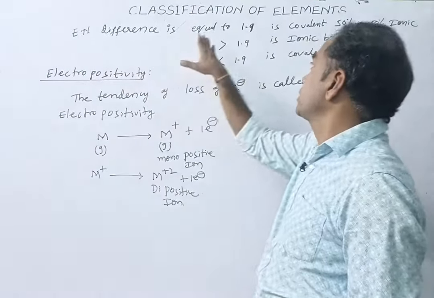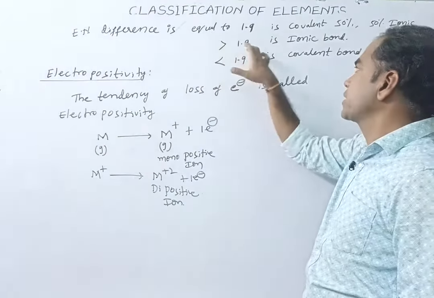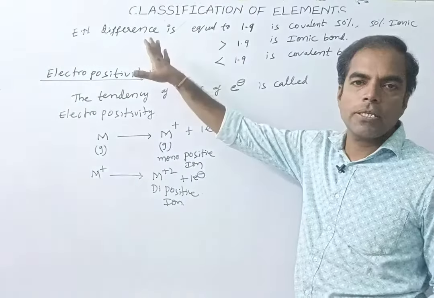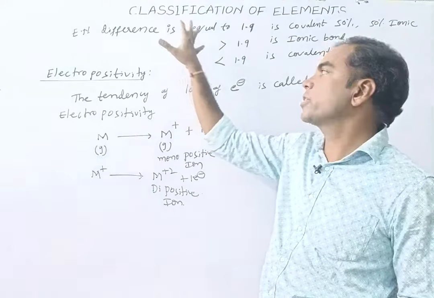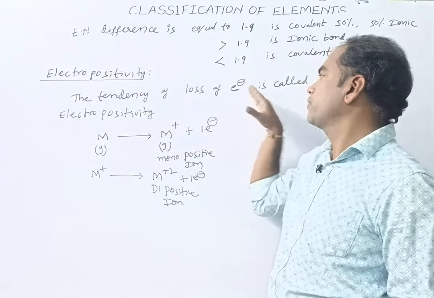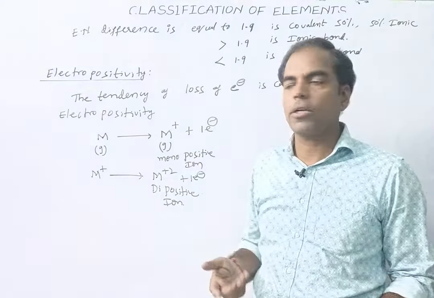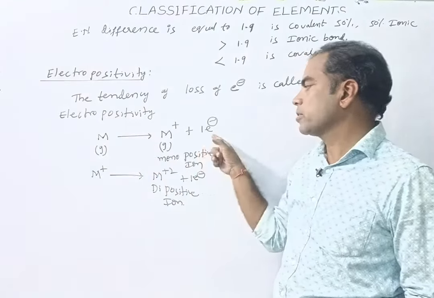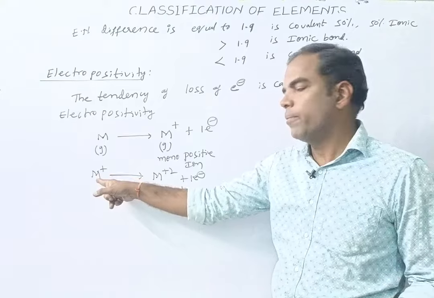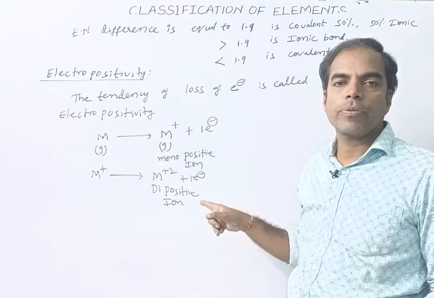See, the EN difference equal to 1.9 is 50% covalent, 50% ionic; greater than 1.9 is an ionic bond; less than 1.9 is a covalent bond. Based on the EN difference, we can find the nature of the bond. Next is electropositivity, the tendency of loss of electron. From the neutral atom, it loses one electron and converts to a monopositive ion. The monopositive ion loses one more electron and converts to a dipositive ion.